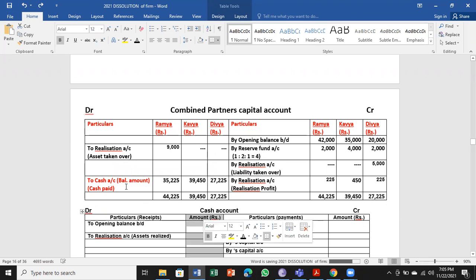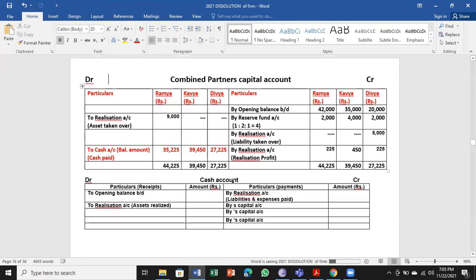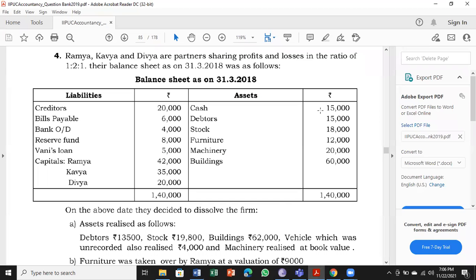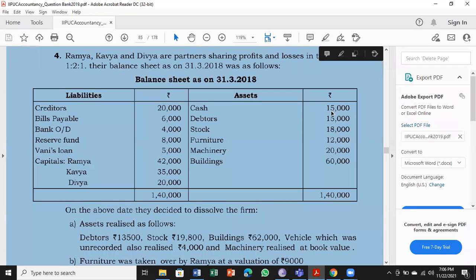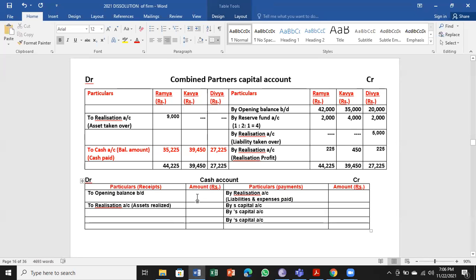That is the balance amount, the difference between credit side and debit side. We have done that, and it will be entered in the cash account further. In the cash account, we always start with the balance sheet value, to balance brought down. Have a look at it. The cash value here is 15,000 in the balance sheet. That 15,000 will come here to opening balance brought down.